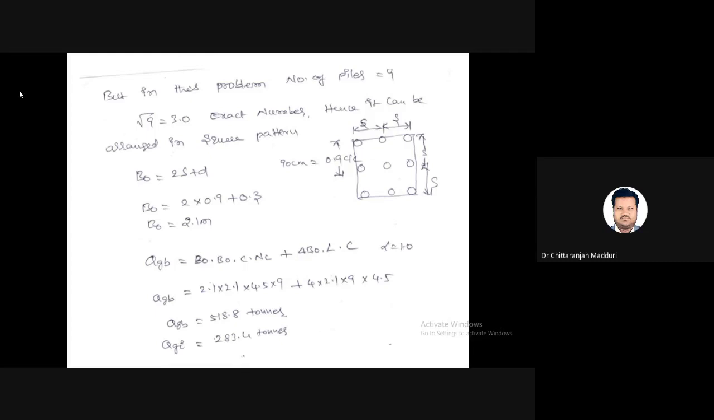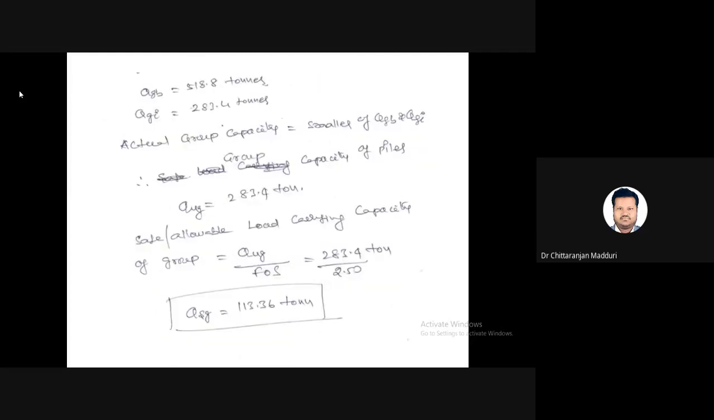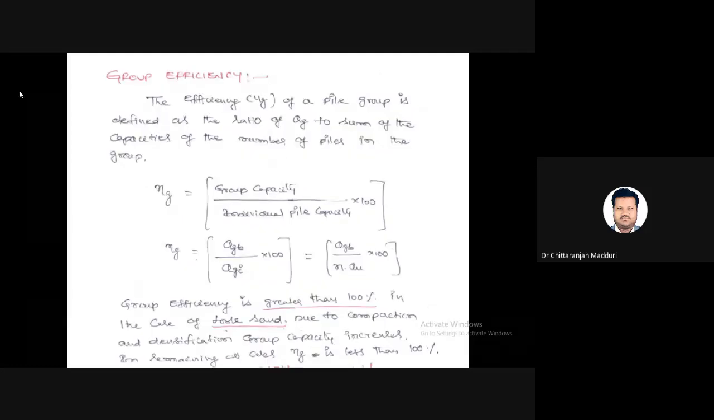Group capacity by considering individual failure is equal to 283.4 tons. So the ultimate load carrying capacity is the smaller of these two values. So the smaller of the two values is the group capacity, equal to 283.4 tons. Say the allowable load carrying capacity of the group is equal to the ultimate load carrying capacity of the group divided by the factor of safety. So 283.4 divided by the factor of safety of 2.50, we will get the allowable load carrying capacity of the group equal to 113.36 tons.